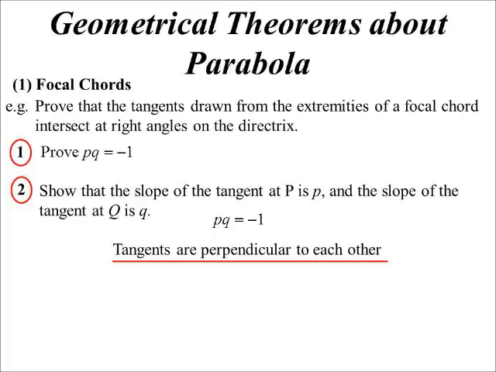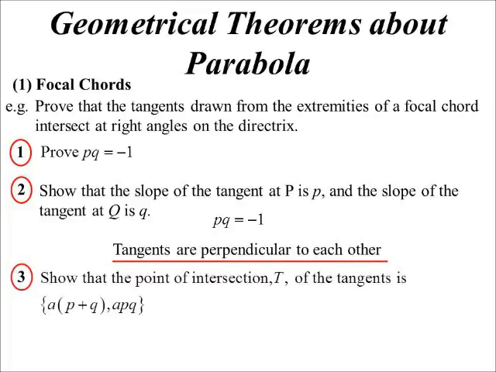Okay, so we've combined a couple of the ideas that we've looked at to work out that they're going to intersect at right angles. Now the other thing is on the directrix. One of the other things we did was we found the point of intersection of the two tangents. And that was this, apq, a(p+q), apq. We want to show it meets on the directrix. The directrix, what was the equation for the directrix? Yeah. So y equals -a.